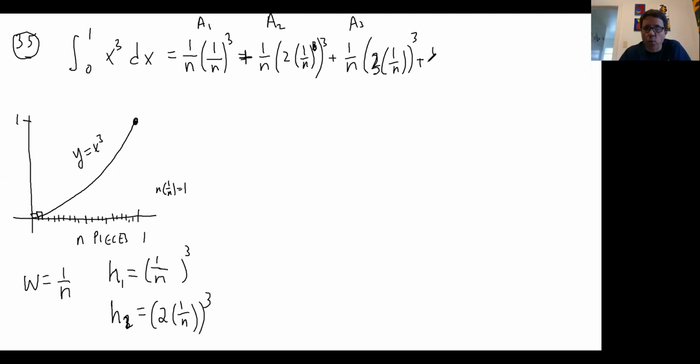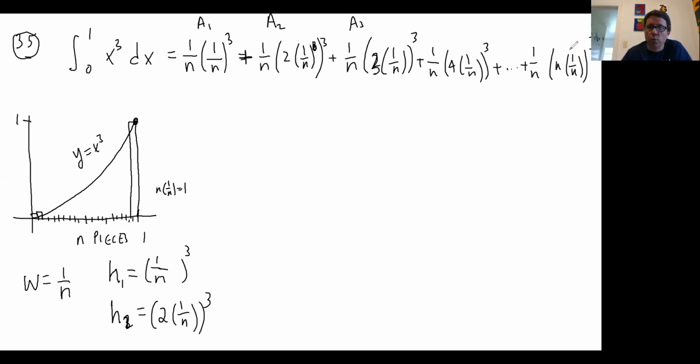So I would get 4 and 4 copies of 1 over n cubed. And I would continue until that very last one, which looks like this. That one there would still have width 1 over n. The height would be n copies of 1 over n cubed is the last one. You can see that that number there is 1. So it does make sense if I go to the very last x value, I get 1 and then I cube it.